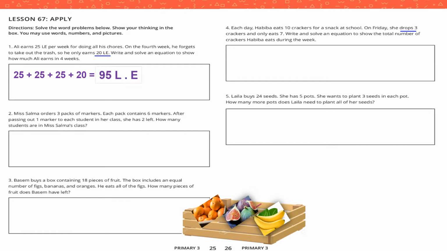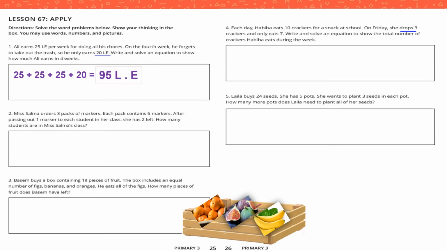The total will be 95 LE. You can add ones with ones, or you can add 2 numbers, then add 2 numbers, take the sum here and the sum here, and add all of them.